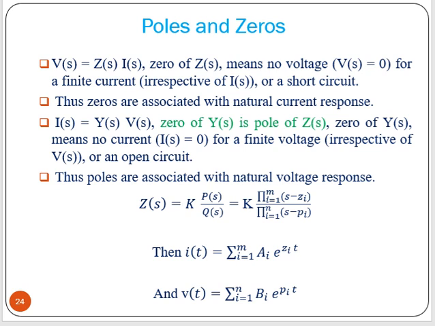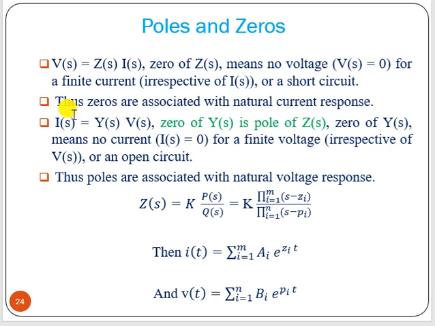Now, Z(s) equal to V(s) by I(s). I have already mentioned that zeros of Z(s) make this Z(s) function equal to 0. So V(s) equal to 0 irrespective of I. That means it is a short circuit. V(s) equal to 0 is a short circuit. So we can have a current response because some current is flowing. Thus zeros are associated with natural current response.